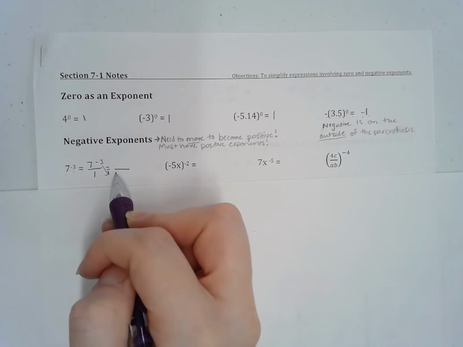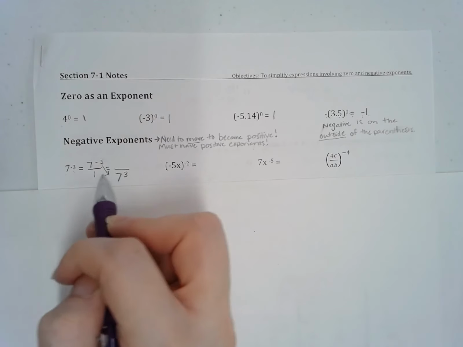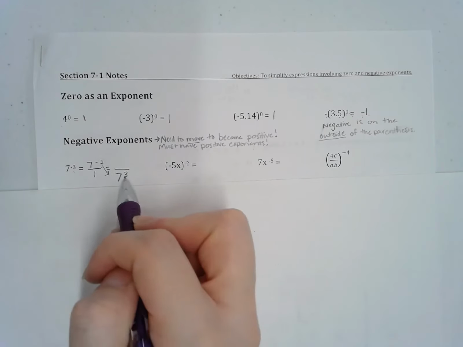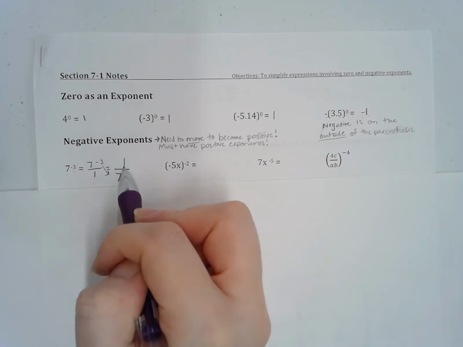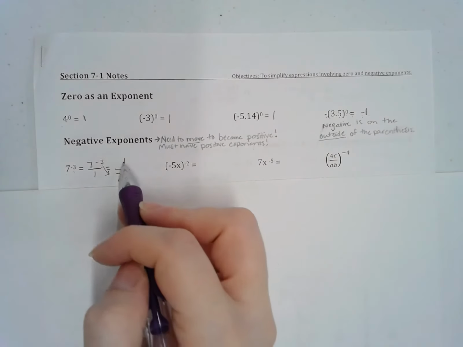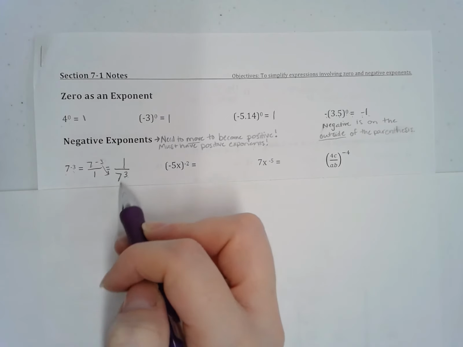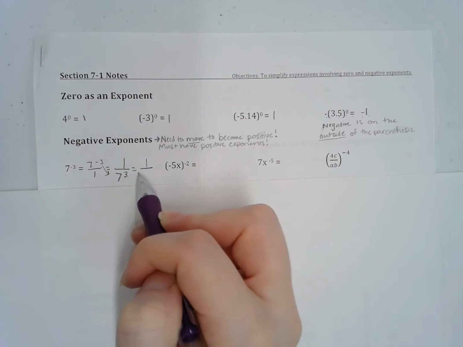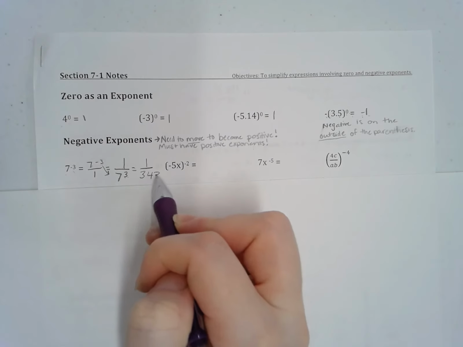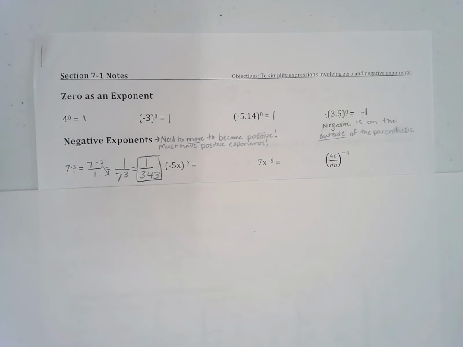So now I have 7 to the 3rd power. That movement took my -3 and made it positive. But now I need a placeholder for this top part here. So that's just going to be 1. So 1 over 7 to the 3rd power. Now I can actually plug into my calculator 7 to the 3rd power and get that to be 343. So my final answer is going to be 1 over 343.